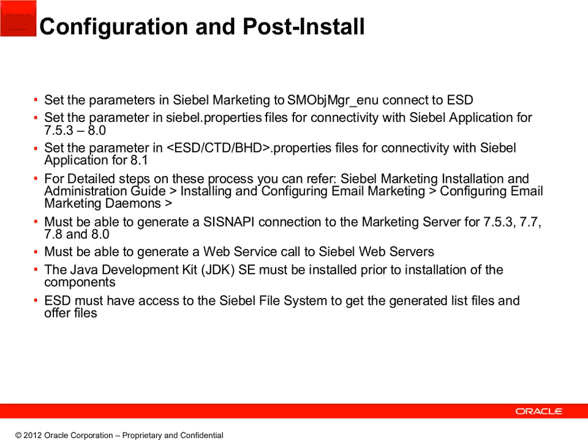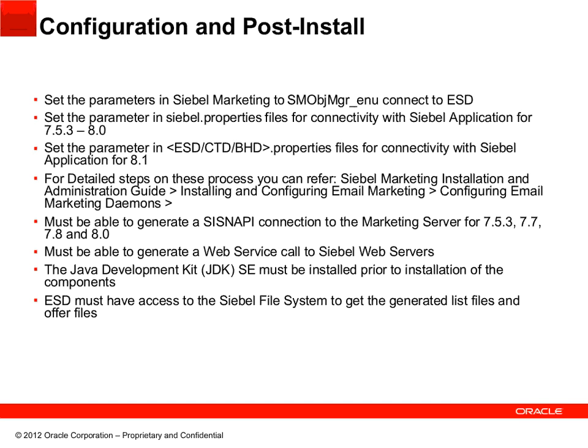After the installation, we have to perform a few mandatory post-installation tasks. Basically, we have to set the parameters in the Siebel Marketing application so that the Siebel Object Manager can connect to ESG properly to send out the SOAP request to process the emails. Then we have to set the properties in the Siebel.properties files for EMS components to connect with the Siebel application from Siebel 7.5.3 to 8.0. In the case of 8.1, the file names will be ESG.properties, CTD.properties or DSG.properties to ensure connectivity with the Siebel application.